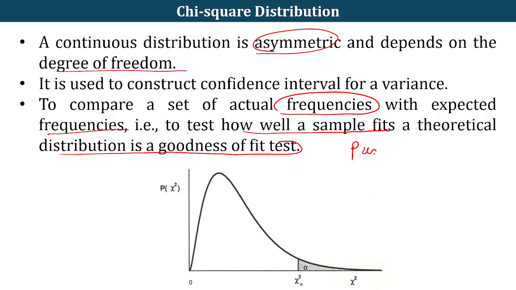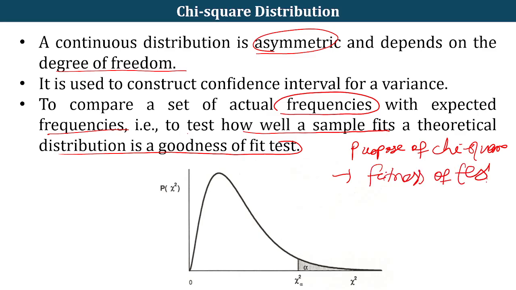So the purpose of chi-square will be the goodness of fit of the test. Let's say a population is going to follow an exponential distribution. By using this test, we can check whether that is going to fit or not. Like I'll be showing, in the null hypothesis, that's going to fit the exponential.